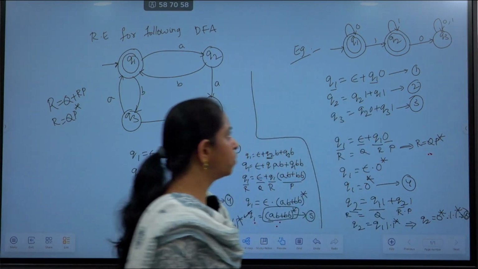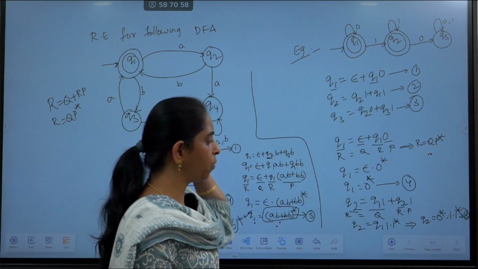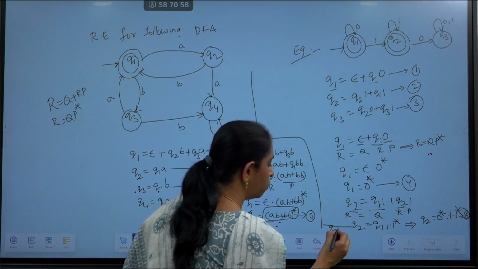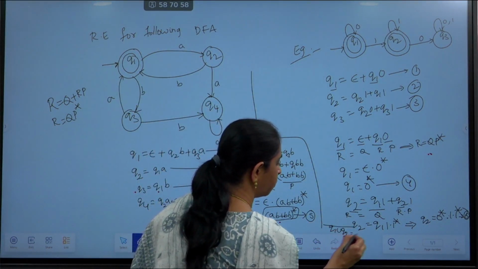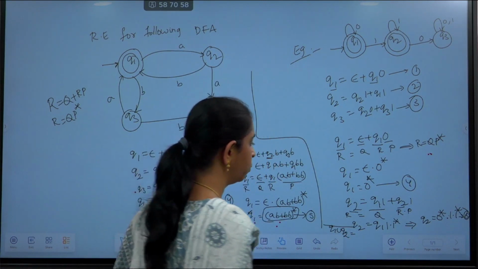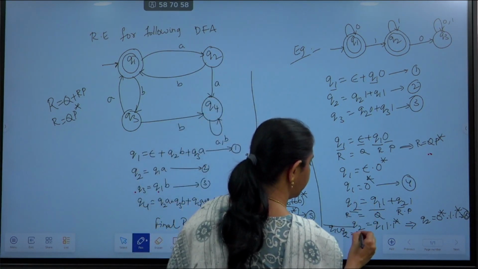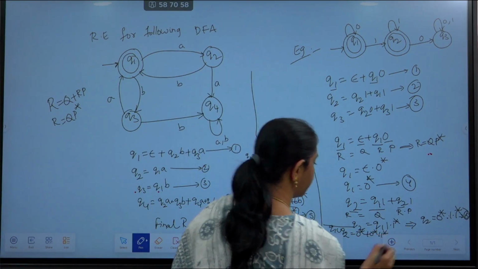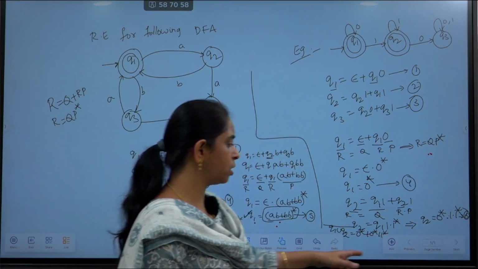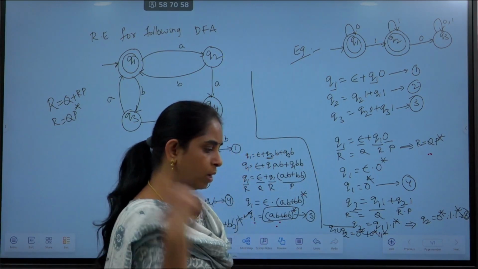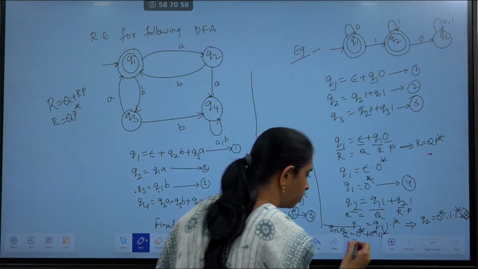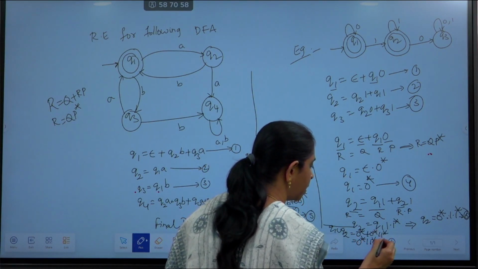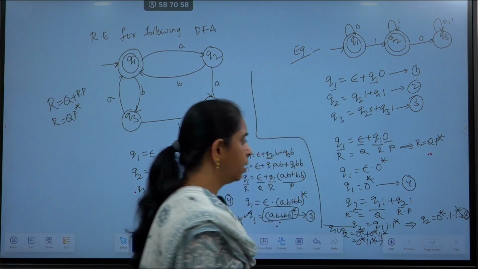Now let's observe that Q1 and Q2 are both final states. We have to do Q1 union Q2 for the final regular expression. What is Q1? Q1 is 0 star, plus 0 star 1 star. So 0 star plus 0 star 1 star. What will we get? We will get 0 star 1 star according to our identity rules. This is the final regular expression.